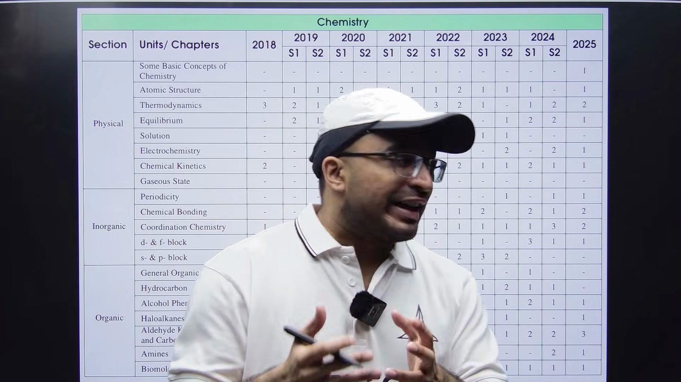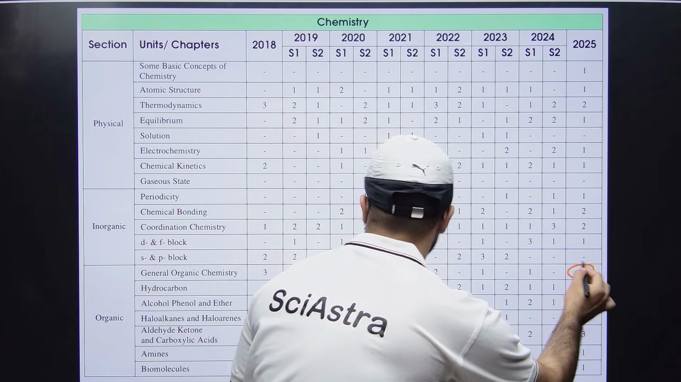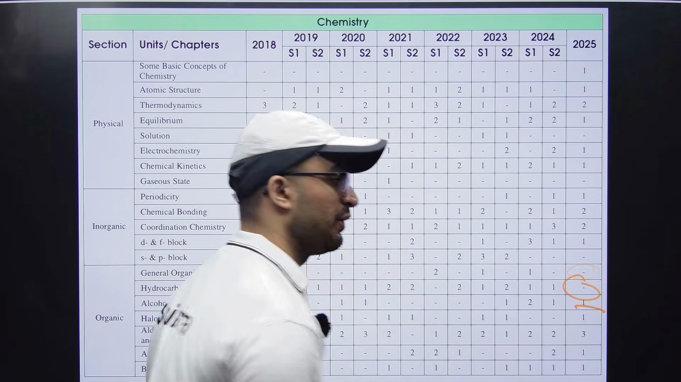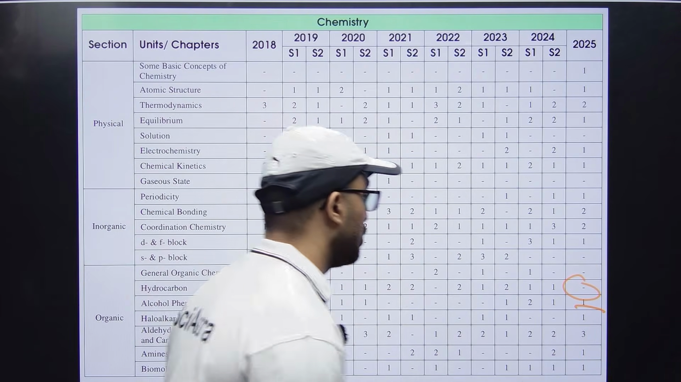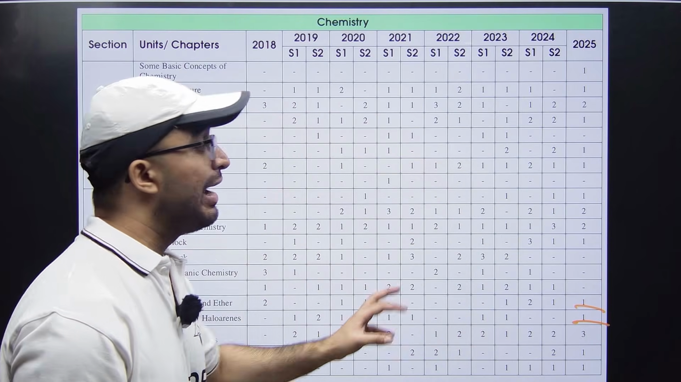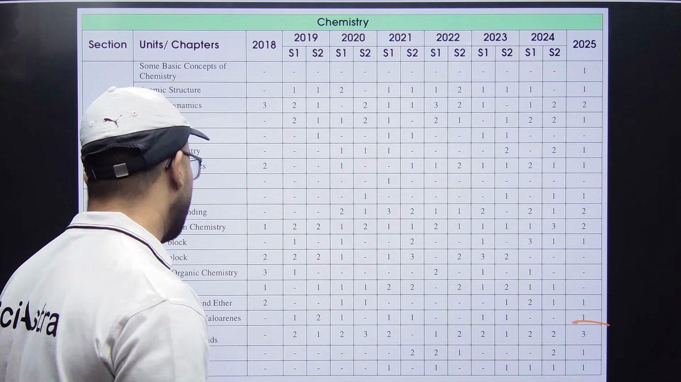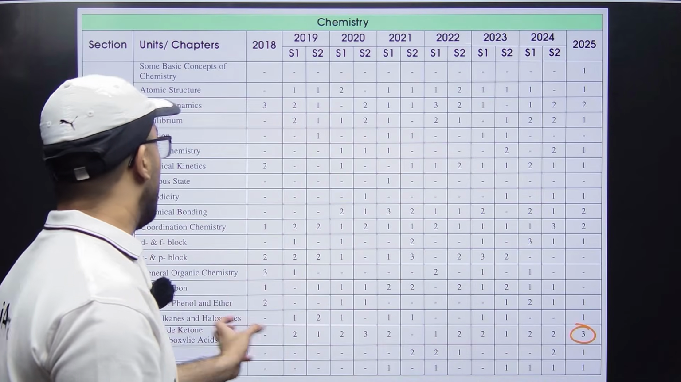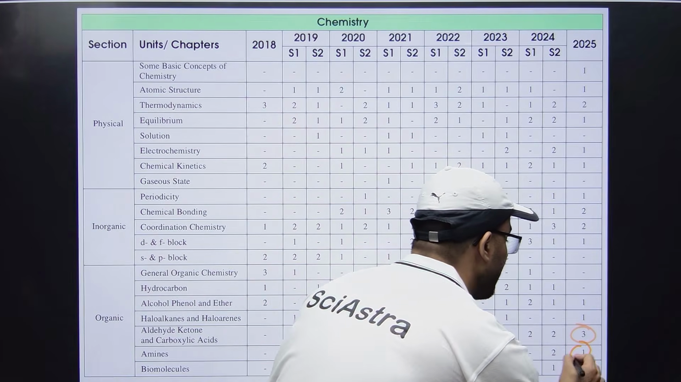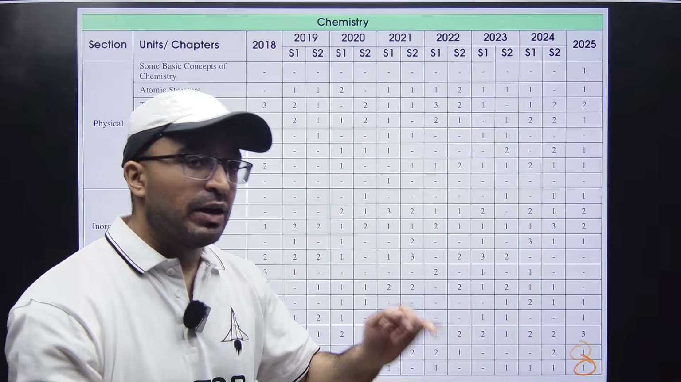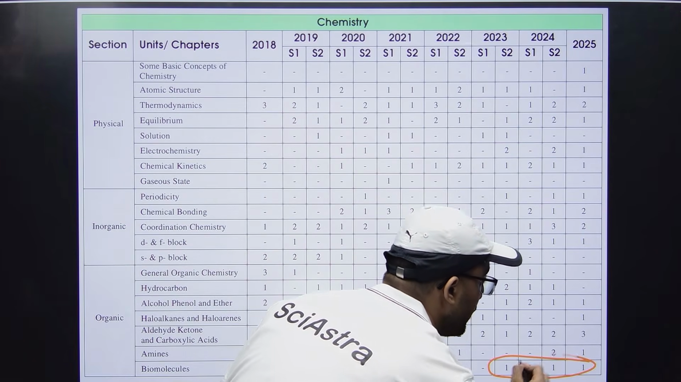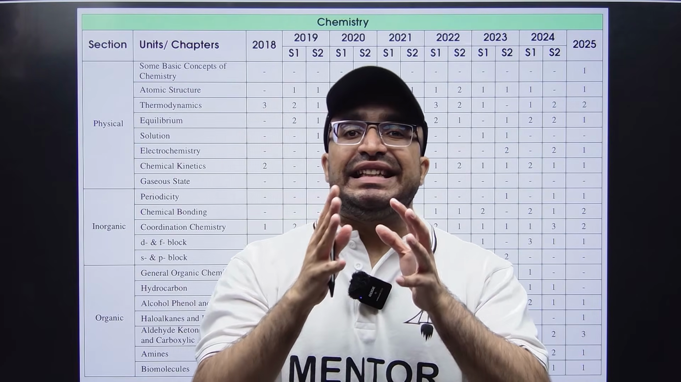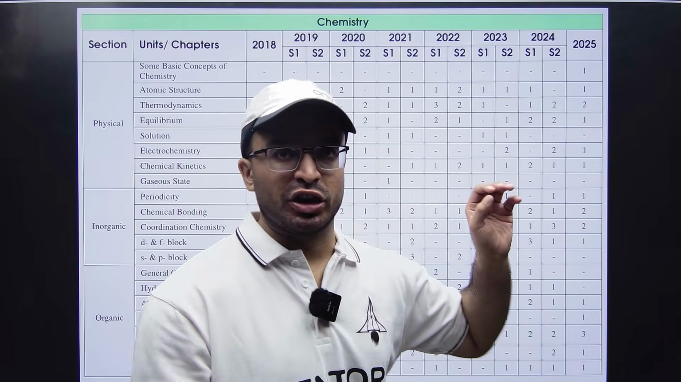Now from your organic part, general organic chemistry was missed, hydrocarbon was missed. One question was asked from alcohol and phenol, one question was asked from haloalkanes and haloarenes, and 3 questions from aldehyde, ketone and carboxylic acid. I've told you how important that topic is. Amines and biomolecules were also asked. Biomolecules might not be that important, but from the past few years it has been asked constantly, so don't miss biomolecules as well. So this was the year-wise weightage analysis for the chemistry portion of your NEST exam.